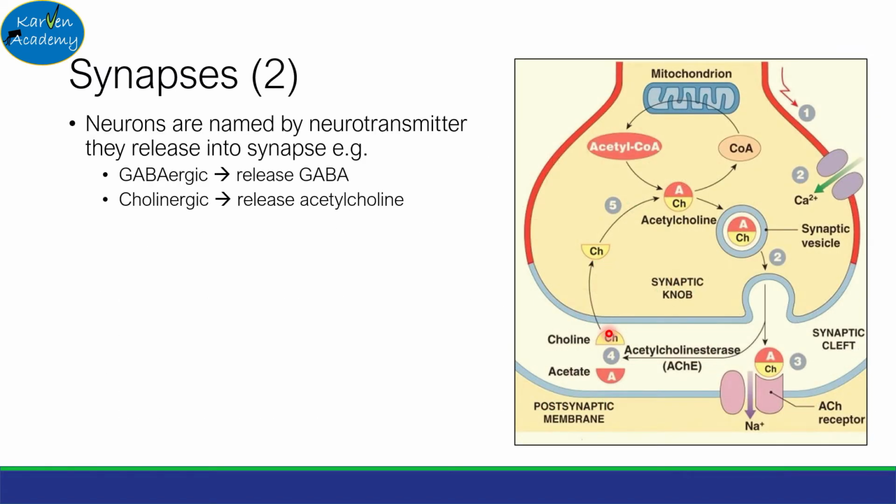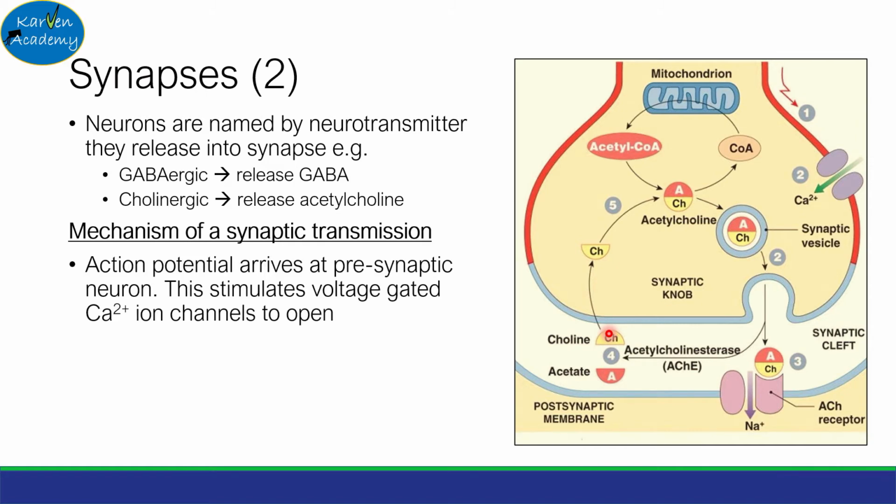So firstly, neurons are named by the neurotransmitters they release into the synapse. So for example, a GABAergic neuron releases GABA into the synapse. A cholinergic neuron releases acetylcholine into the synapse. And this is the neuron you have to know and how this functions. Let's have a look at how cholinergic neurons transmit the action potential to the postsynaptic neuron.